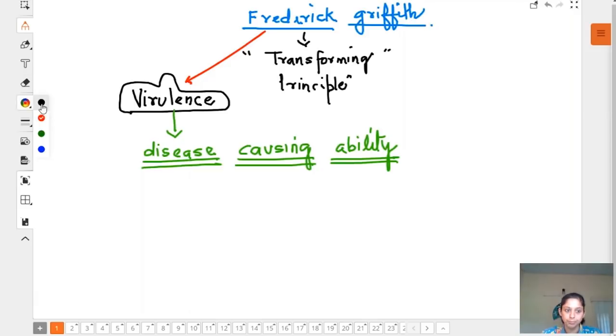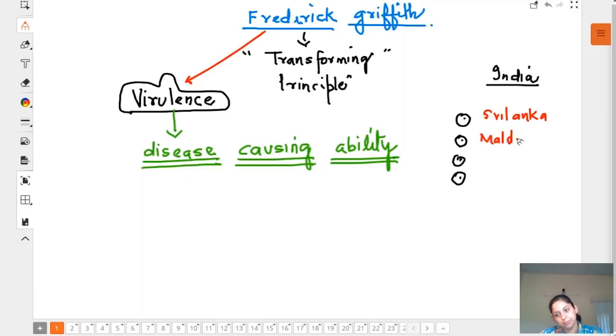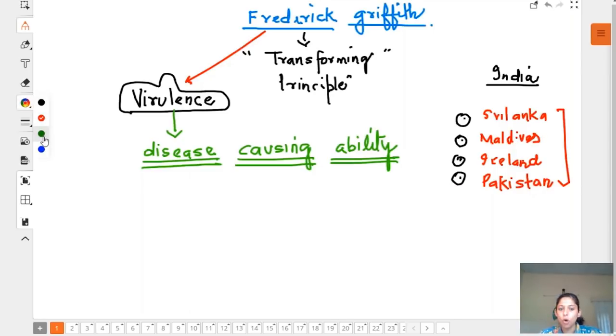For example, Maldives, Iceland, and Pakistan. Randomly, I've named four countries. Which of the following four will India not like? Generally, which country's name will you hear and you'll be like, no, I don't want to go there. Probably I don't like the country that much. I think Pakistan, because we're always at war with them.